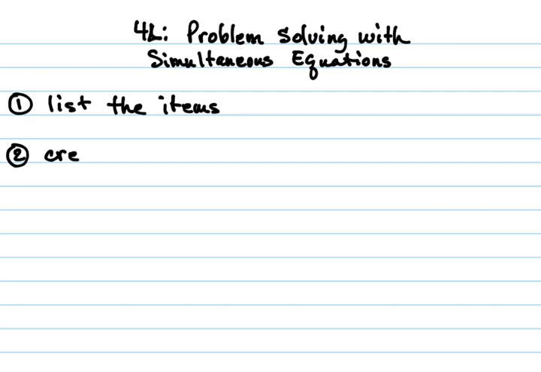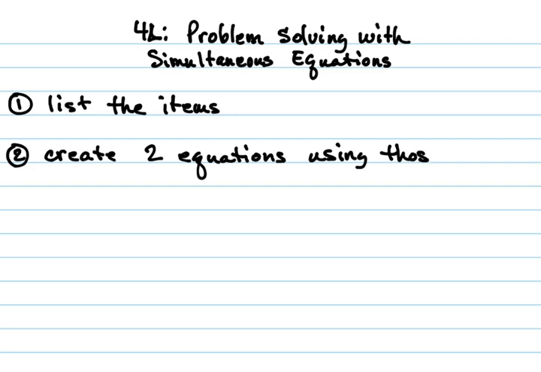Then you're simply going to create two equations using those variables. Variables just mean the unknown quantities. So say again we were selling chips and sodas, then we'd call sodas S, chips C, whatever. Okay? So using those variables, you're going to create two equations.